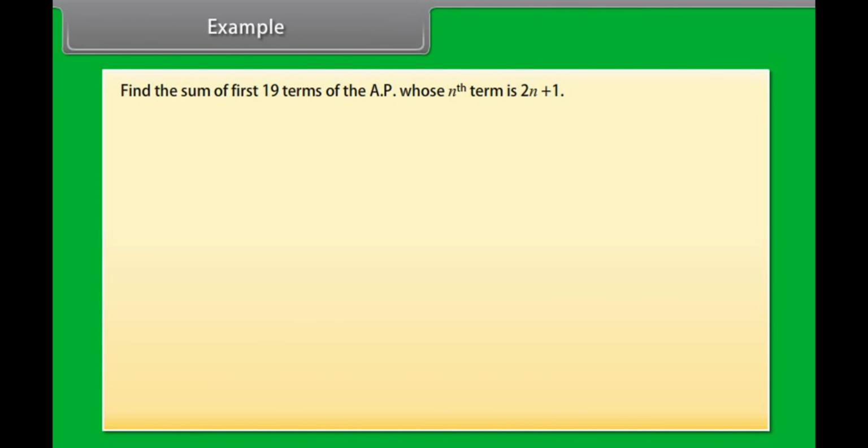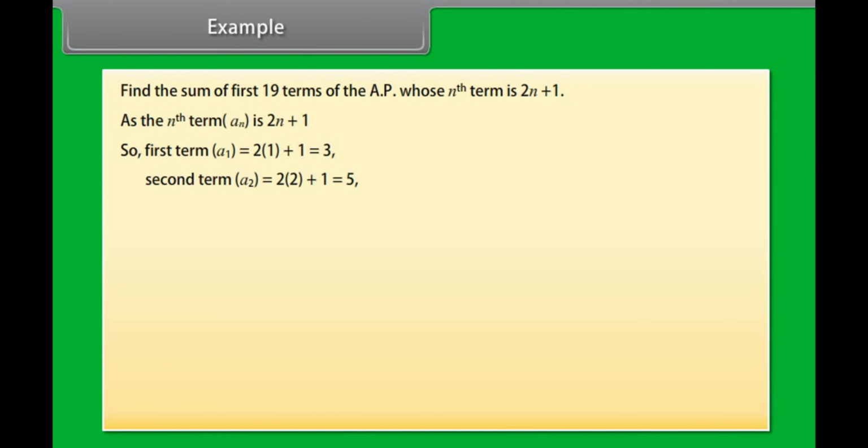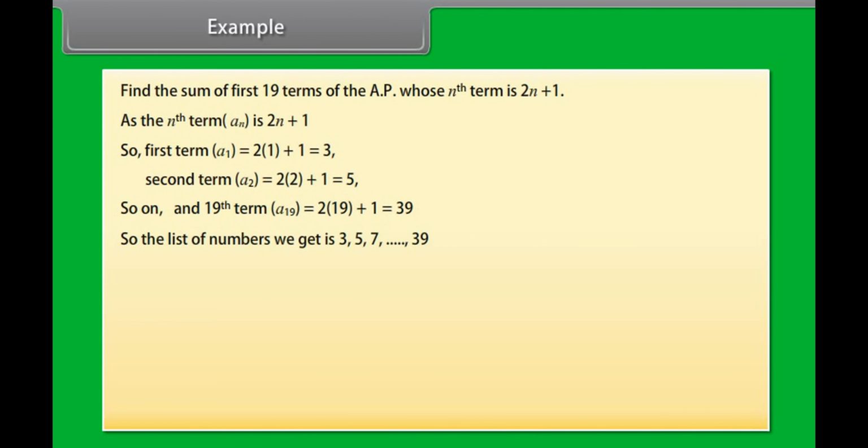Find the sum of first 19 terms of the AP whose nth term is 2n plus 1. As the nth term an is 2n plus 1, the first term a1 is equal to 2 into 1 plus 1, which is equal to 3. Second term a2 is equal to 2 into 2 plus 1, which is 5, and so on, and the 19th term is equal to 2 into 19 plus 1, which is equal to 39. So the list of numbers we get is 3, 5, 7, and so on, up to 39.